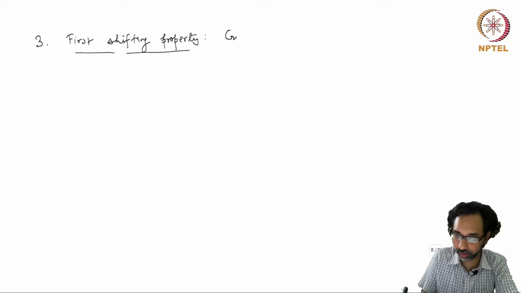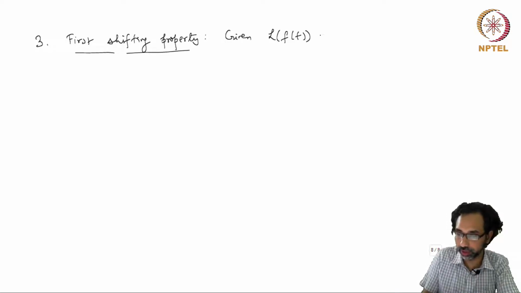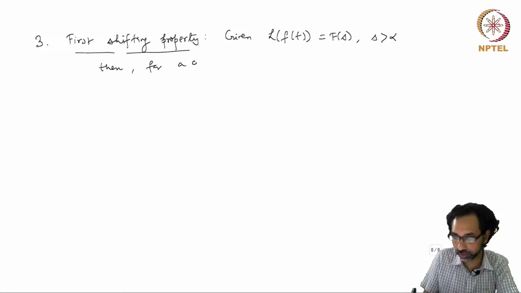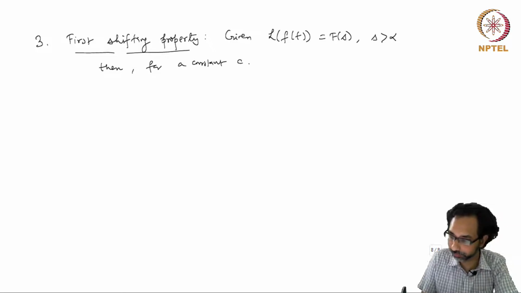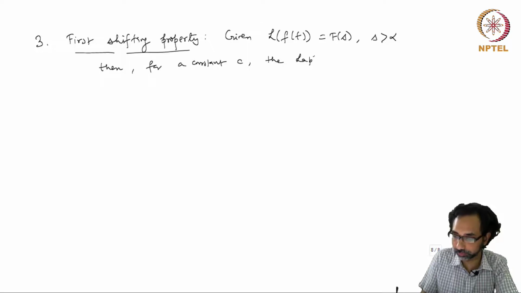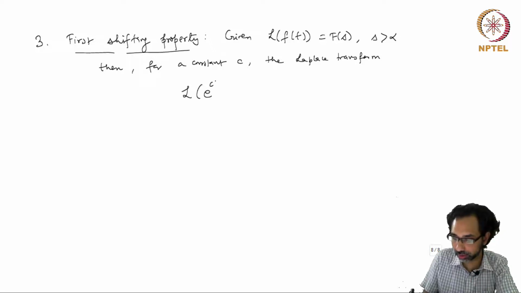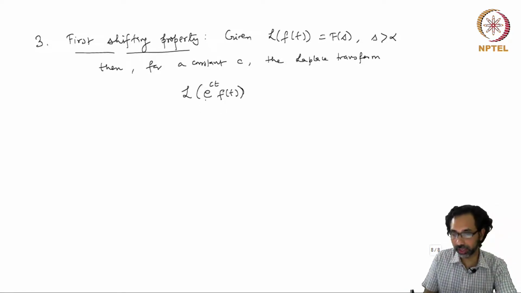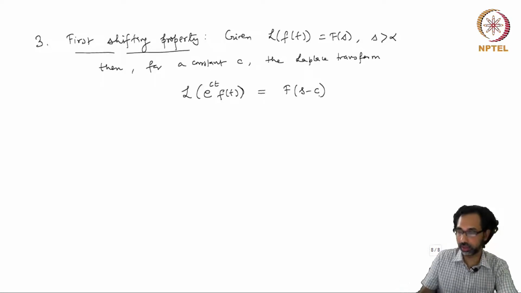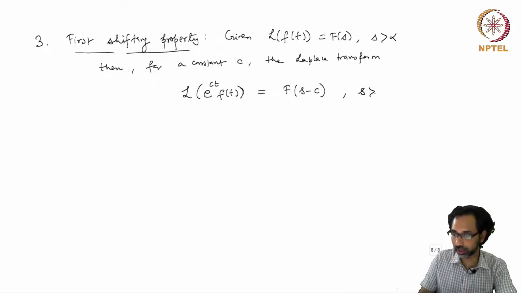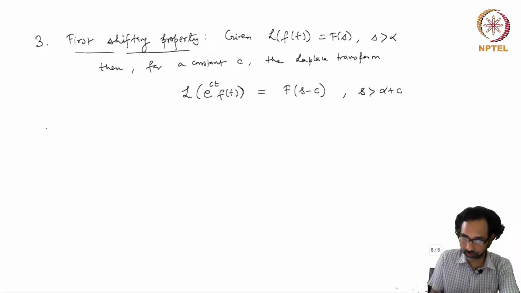And this says that given that the Laplace transform of a function f(t) is F(s) for s greater than alpha, then for a constant c, the Laplace transform of the function exponential ct f(t), so we are just multiplying this function f(t) by exponential of ct, is given by F(s minus c), and the region of convergence should be s greater than alpha plus c.